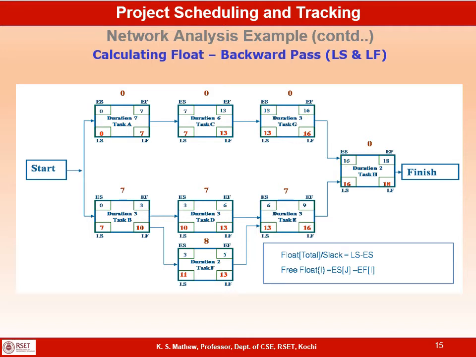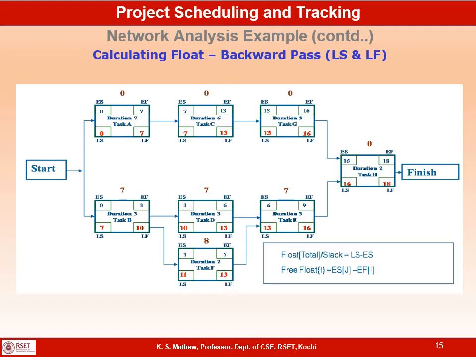Now you can calculate the total float for each activity, which is the difference between early start and late start, or the difference between early finish and late finish. Here we can see the total float of A is 0. Task C total float is 0, task G total float is 0, and task H total float is 0. Task B total float is 7, which is 7 minus 0, or 10 minus 3. Task F total float is 8, and task D total float is 7.